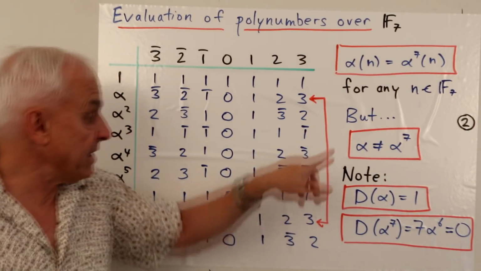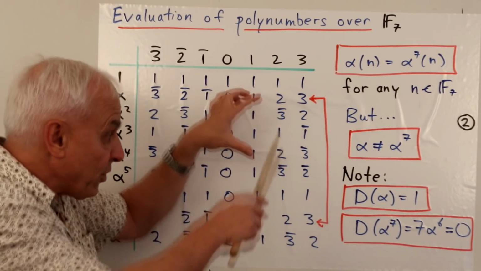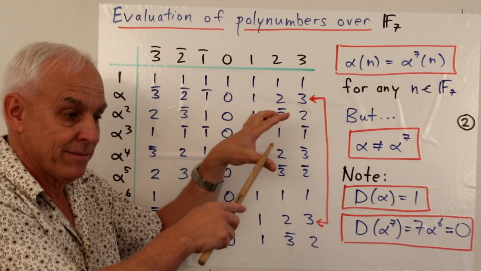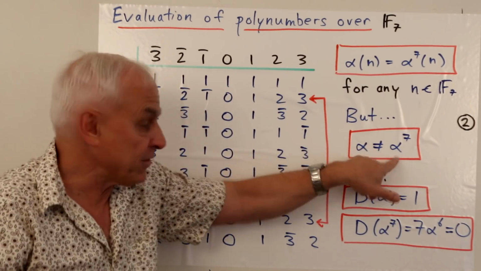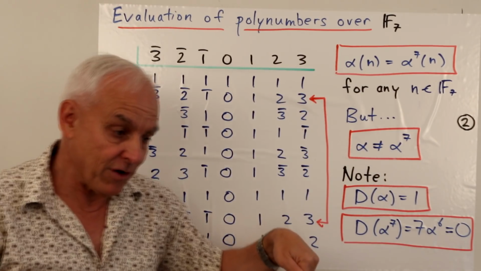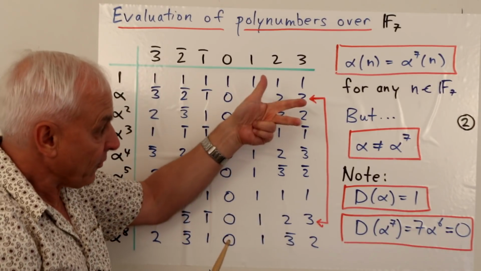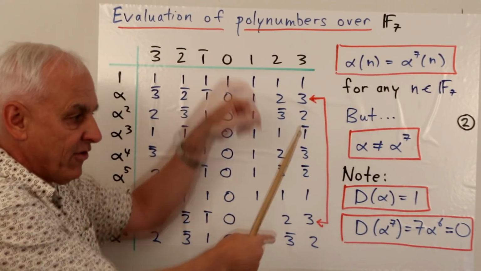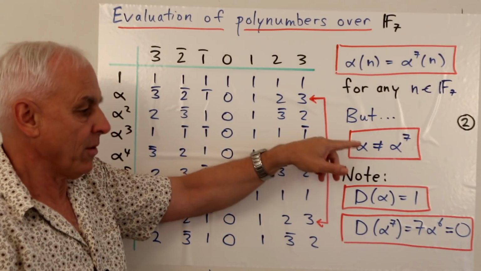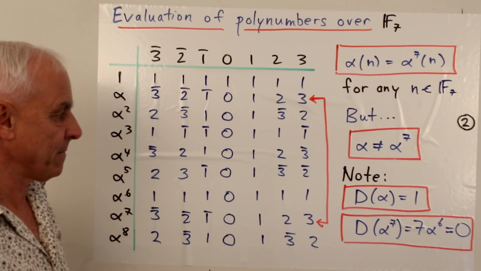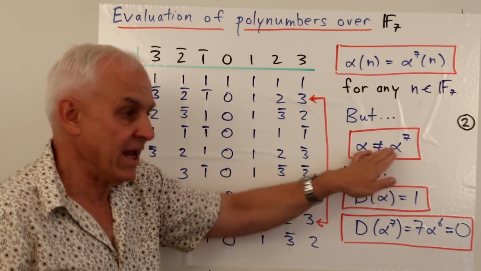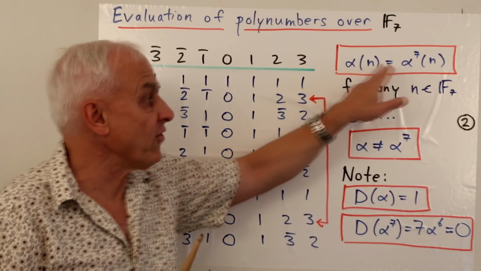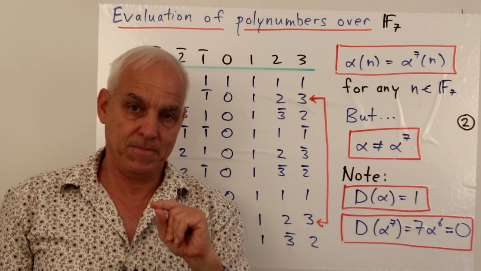Why is that? Because the polynumber alpha is a vertical list of numbers. It's the vertical list 0, 1. That's what it is. And alpha to the 7 is also a vertical list of numbers. It's 0, 0, 0, 0, 0, 0, 0, 1. It has 7 zeros above it. Alpha has 1 zero above it. So as polynumbers, these are definitely distinct. But as functions, they are exactly the same.